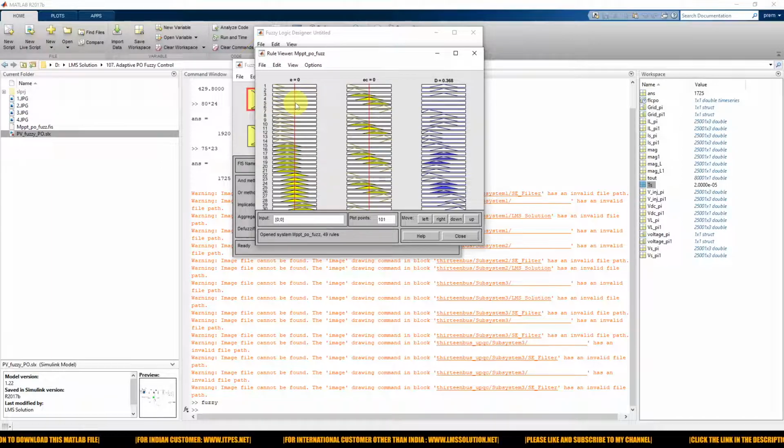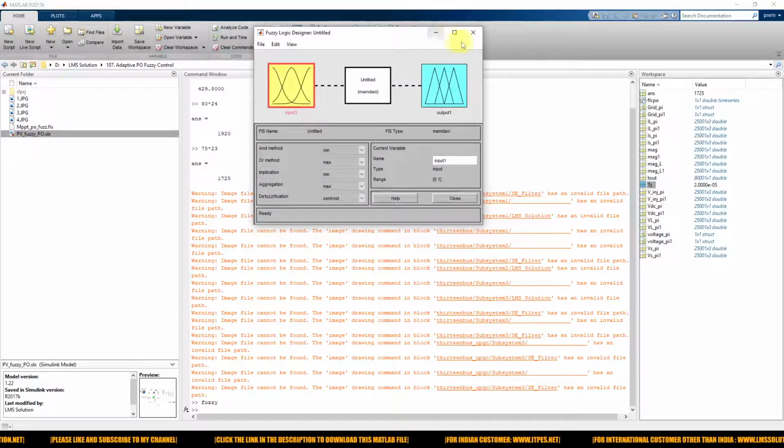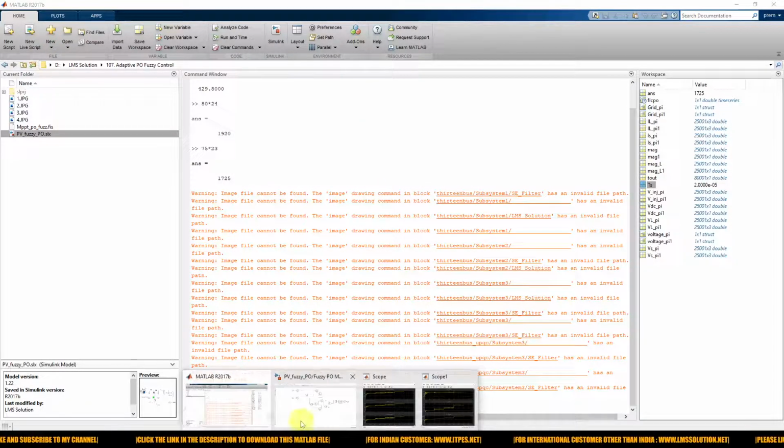Here you can see that based upon the error value and change in error value, the duty cycle is going to be adjusted. That means based upon the error and change of error, the duty cycle is going to vary in order to extract the maximum power from the PV panel. So this is the concept of the adaptive PO fuzzy MPPT.